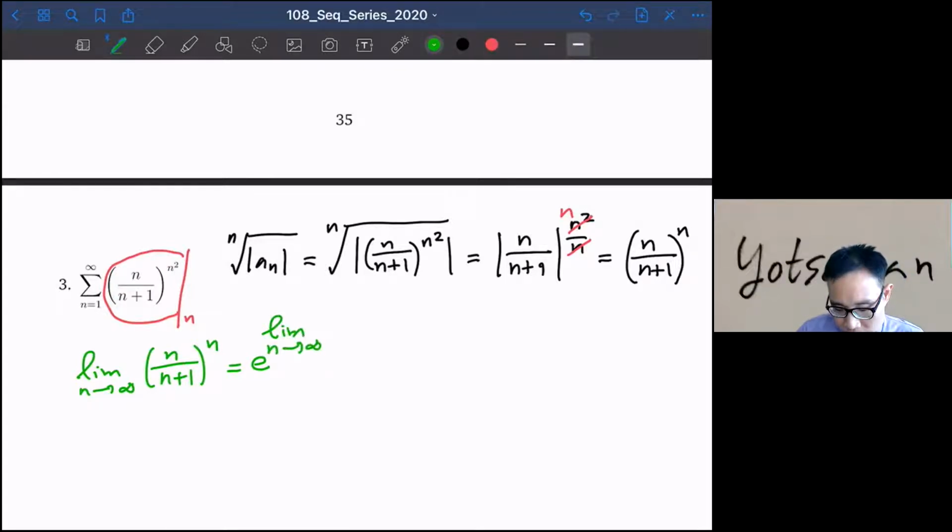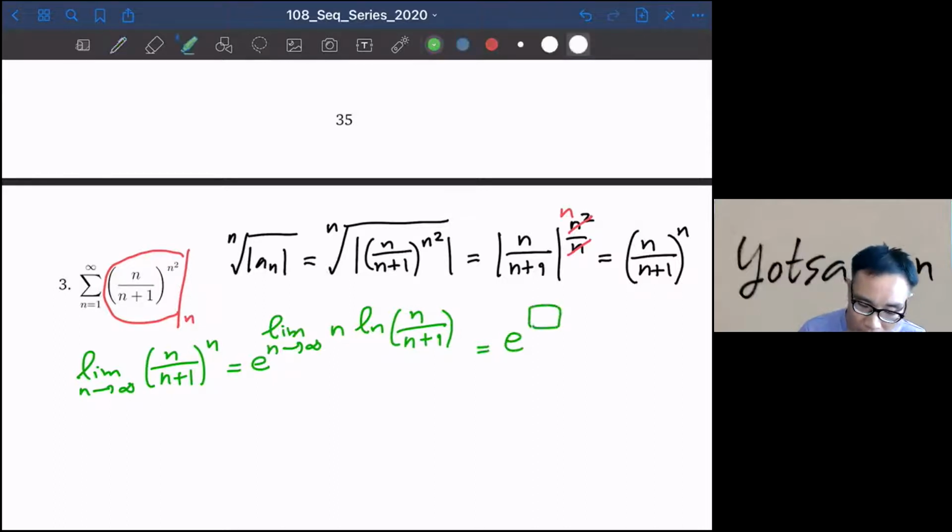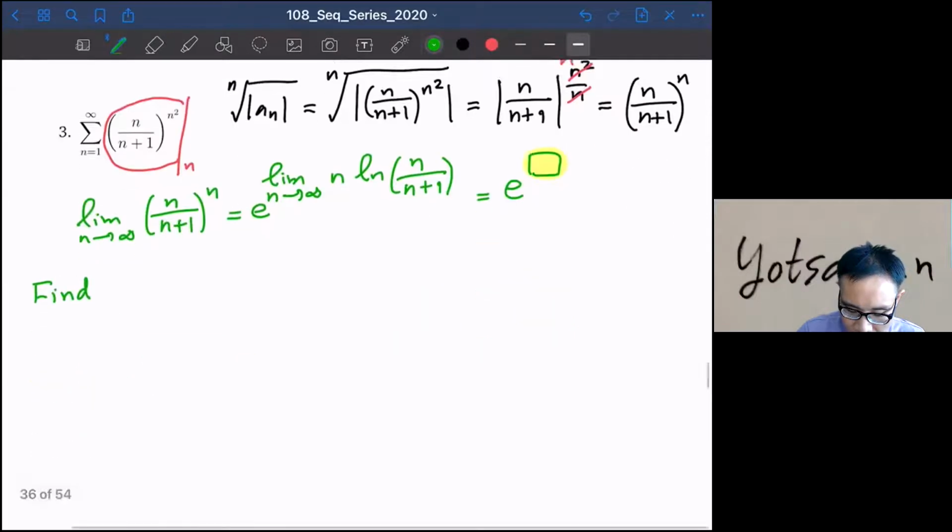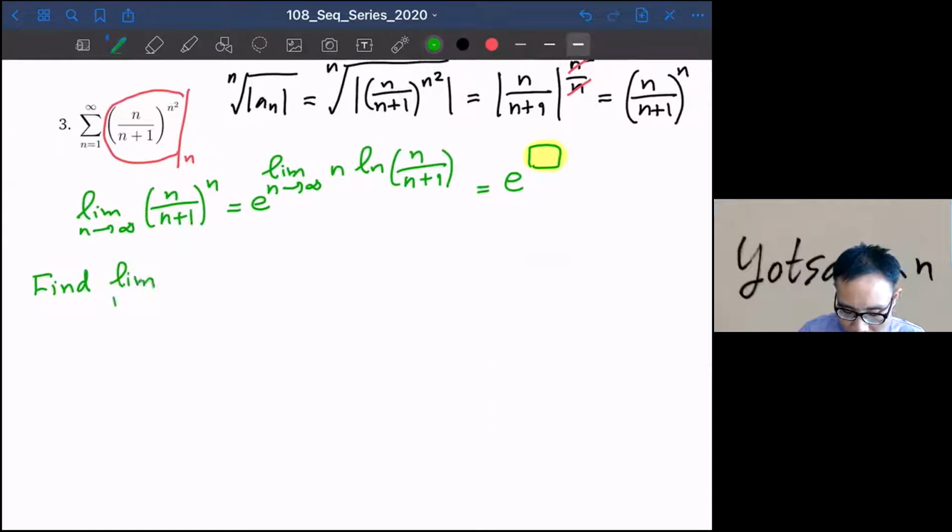Okay, of n, and it's going to be log n over n plus 1, and this one will become e to something, and we're going to find the limit as usual. So we're going to have to find the limit as n goes to infinity of n log n over n plus 1.